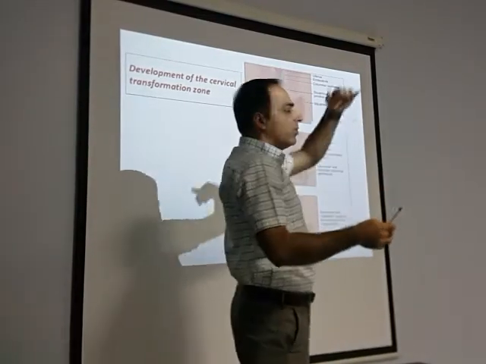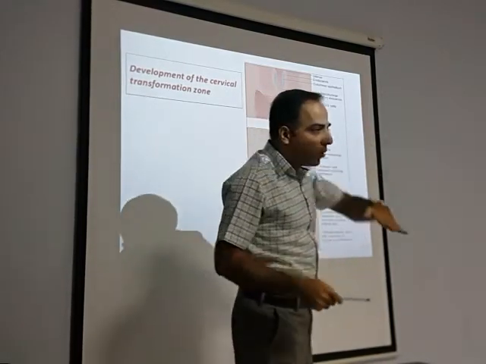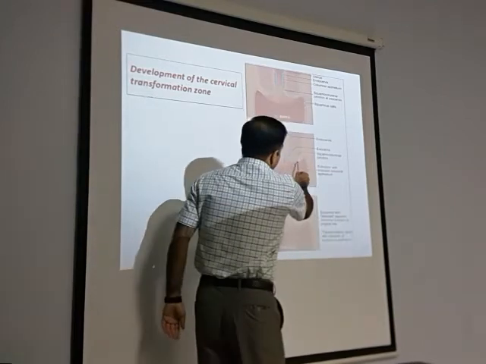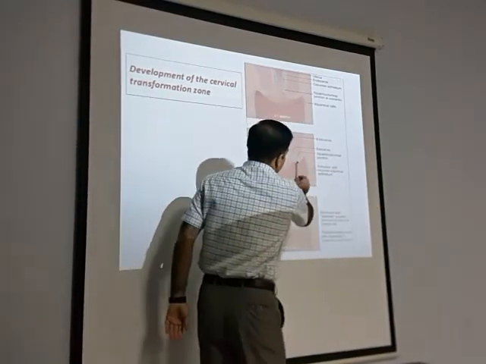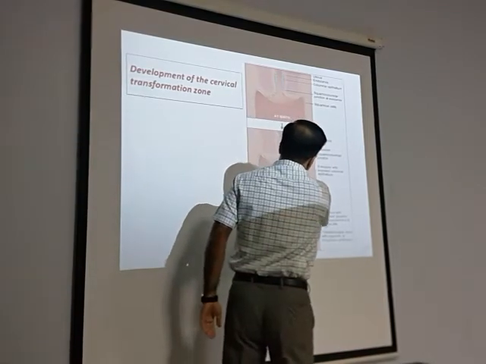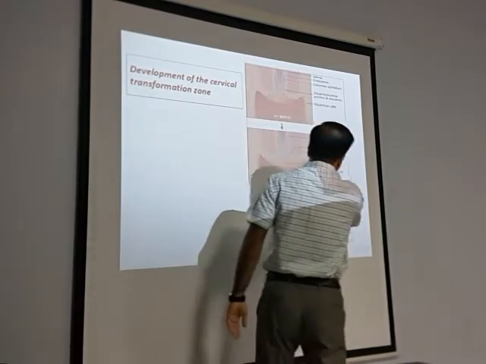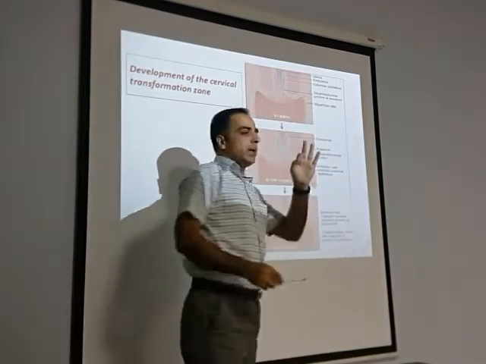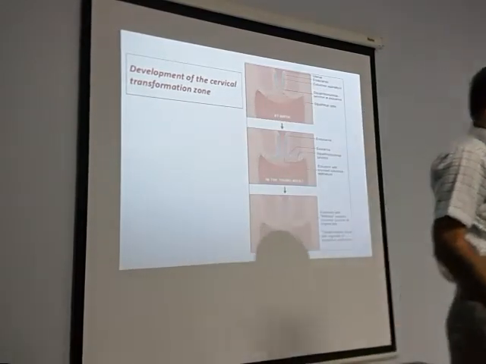The junction is above. But after some time, in the young adult, it goes down. So the junction is outside. So where is the junction now? Here. Previously it was here. So the columnar epithelium is going down. So this is known as ectropion with the exposed columnar epithelium. This is called ectropion.